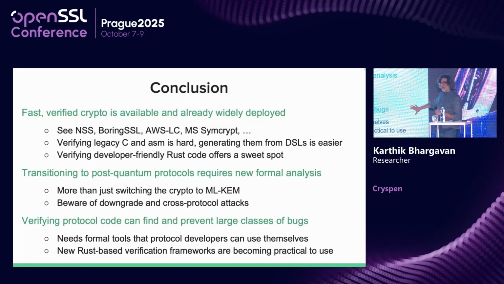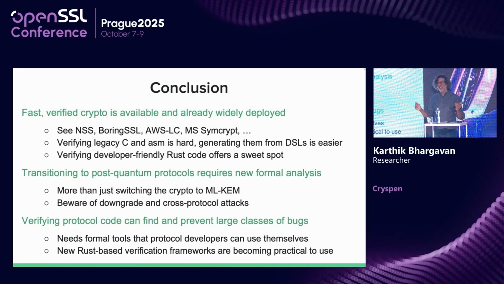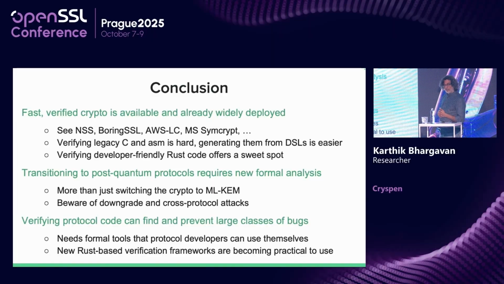And the last thing is that verifying protocol code, I think, is the next barrier. I think verifying crypto is a solved problem from the research viewpoint. It's just a matter of propagating it and using it more. But verifying protocol code is still a very open and very valuable place for both research and for implementations.